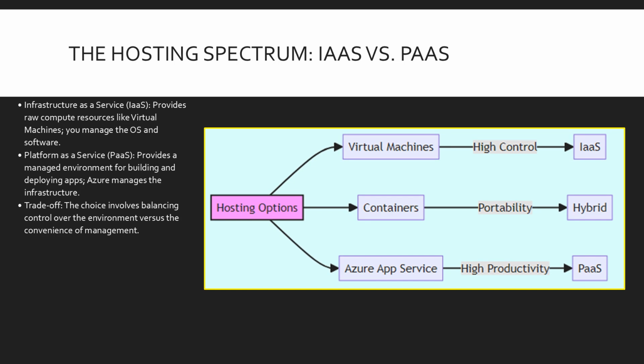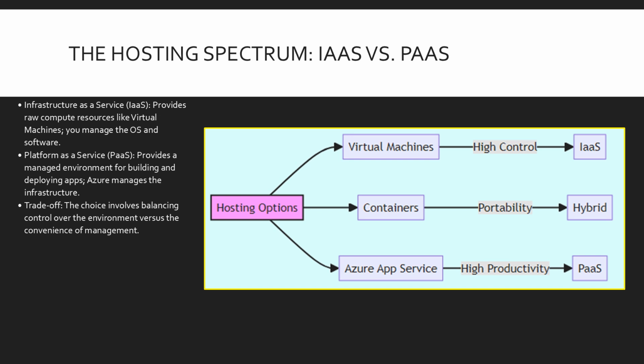To choose a hosting option, you must first understand the trade-off between control and management. Azure Compute Services generally fall into Infrastructure as a Service, IaaS, or Platform as a Service, PaaS. On one end, we have virtual machines, IaaS, where you have total control over the operating system, but also bear the responsibility for patching and maintenance. On the other end, we have web apps, PaaS, where Azure manages the underlying infrastructure, allowing you to focus solely on your code. Sitting somewhere in the middle are containers, which offer a blend of portability and isolation. Your decision depends on whether you need to control the OS or if you prefer a managed platform that handles the heavy lifting for you.